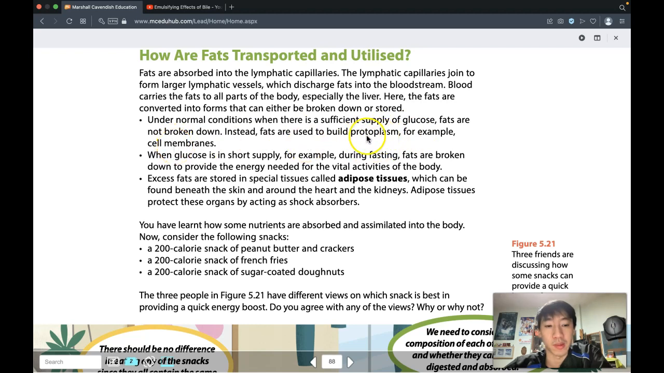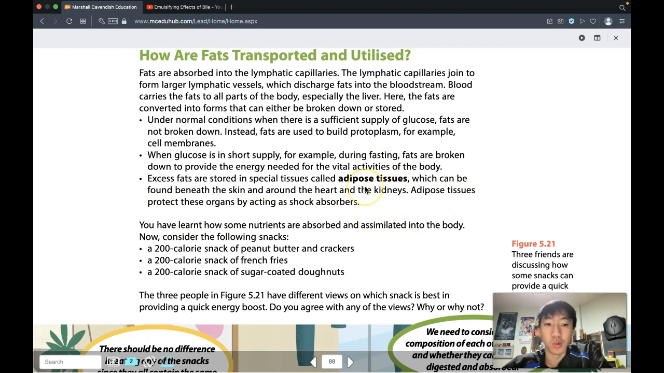What does protoplasm stand for? It means your cell membrane, cytoplasm, and nucleus. When glucose is in short supply, for example during fasting, fats are broken down to provide the energy needed for the vital activities of the body. This is why fat is known as a reserve source of energy. Excess fats are stored in special tissues called adipose tissues, which can be found beneath the skin and around the heart and the kidneys. Adipose tissues protect these organs by acting as a shock absorber.